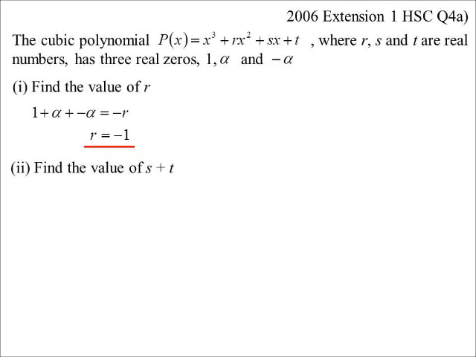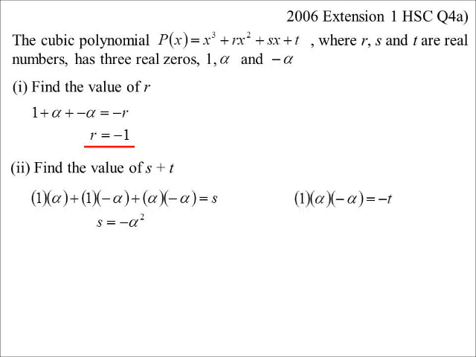Find the value of s plus t. Which one to do first? Well, probably going to have to do both of them because I've got to get s and t. So 2 at a time, I've got 1 times alpha, 1 times minus alpha. Again, they're going to cancel. I'll have alpha times minus alpha. So I know s is minus alpha squared. Let's do 3 at a time. That's the one we haven't done yet. So 1 times alpha times minus alpha. So minus alpha squared, oh no, positive alpha squared will be t.